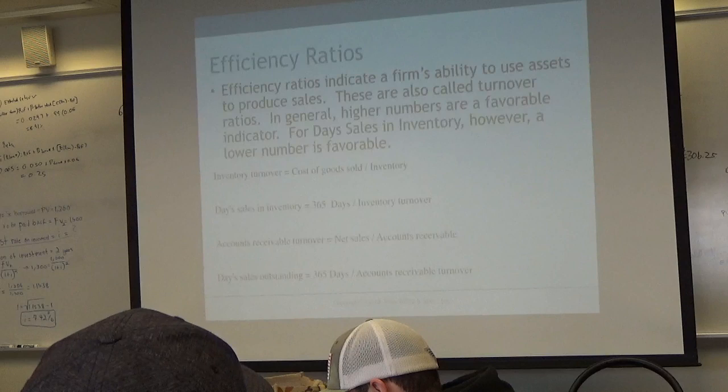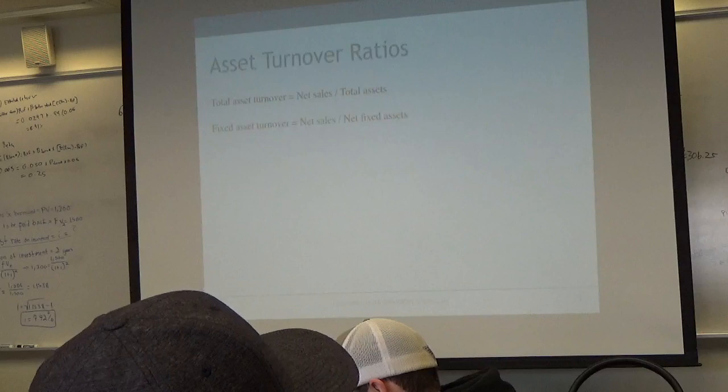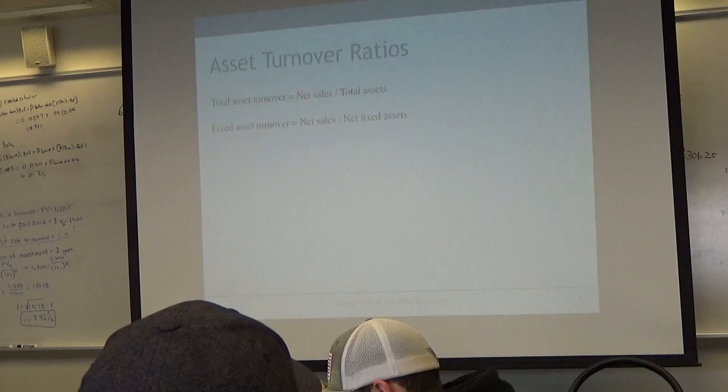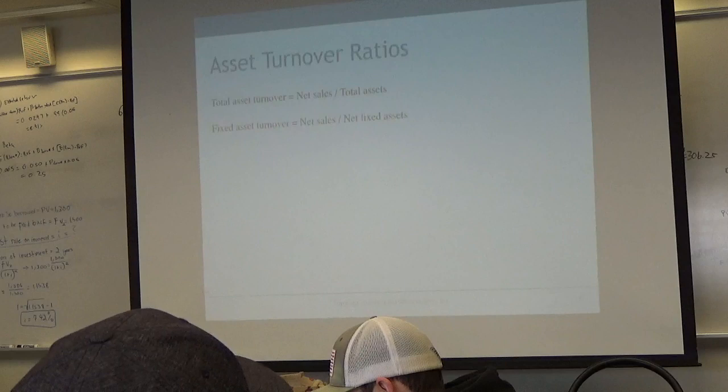For the asset turnover ratios, total asset turnover is net sales divided by total assets, and fixed asset turnover is equal to net sales over net fixed assets.